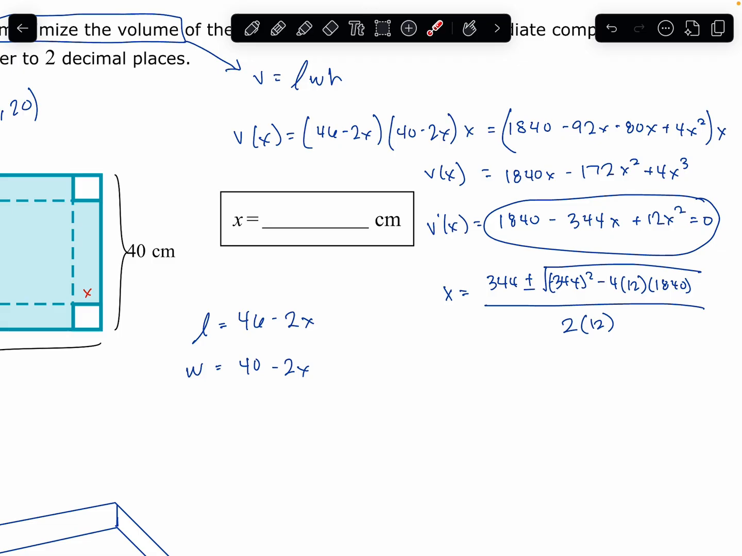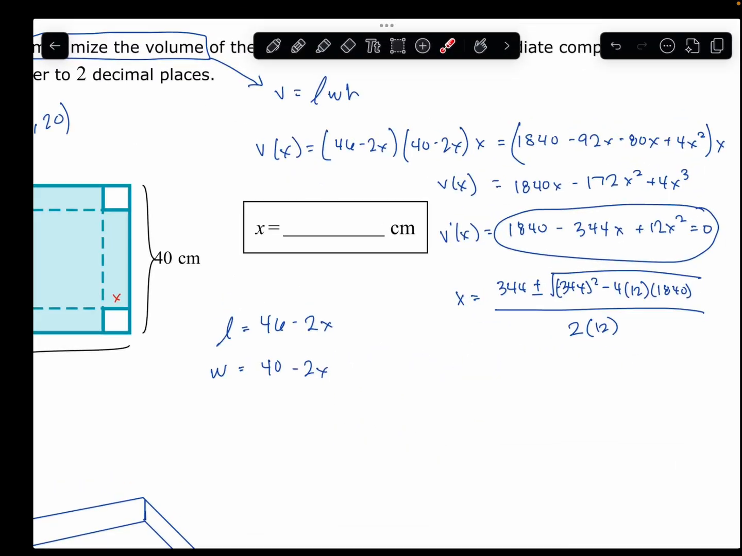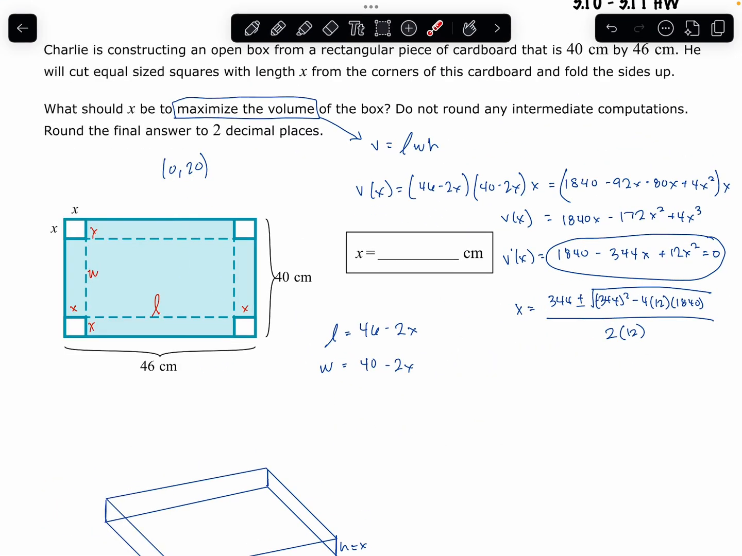But in any case, you can use the quadratic formula, and whenever we solve it, we're going to find that x is equal to 7.1145. That's the amount you want to cut these squares in order to produce the largest volume for this box right here. So it's pretty cool. That's optimization right there, and it's pretty fun.